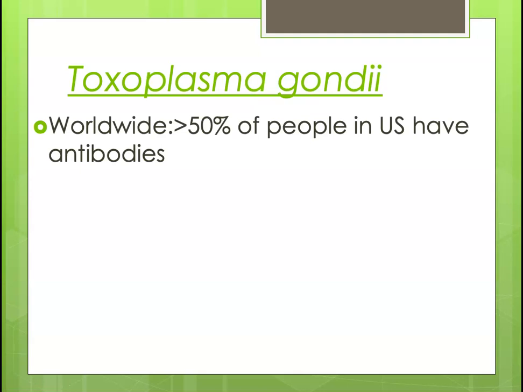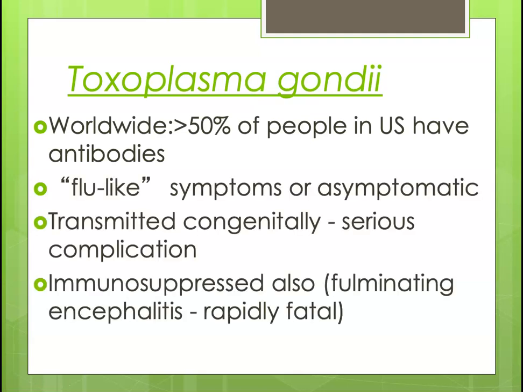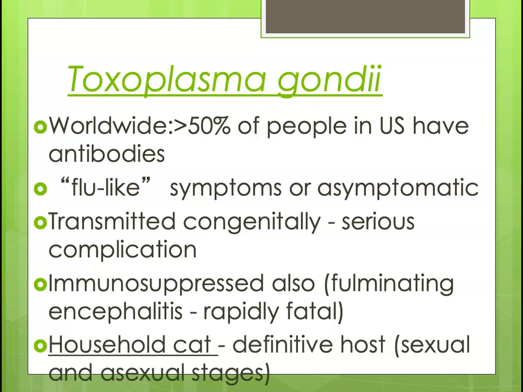Next is Toxoplasma gondii. This is found worldwide, and more than 50% of the people in the United States have antibodies to Toxoplasma, which means they've been exposed to this parasite. And this is characterized as an opportunistic infection because healthy people can get exposed to Toxoplasma and make antibodies and not be diseased by it.